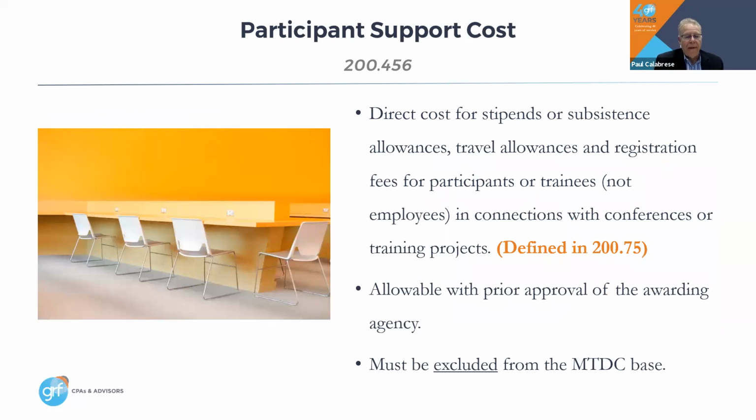Joe? Yeah, so participant support costs, what this really is, is paying any costs for stipends or travel allowances for participants or trainees, so not your employees. So think if you were paying some homeless citizens to come and attend a hand washing hygiene training type thing, and you were giving them some sort of stipend to get them to come and listen to the session. These costs are allowable, but require prior approval from your federal awarding agency in order to make them allowable costs.